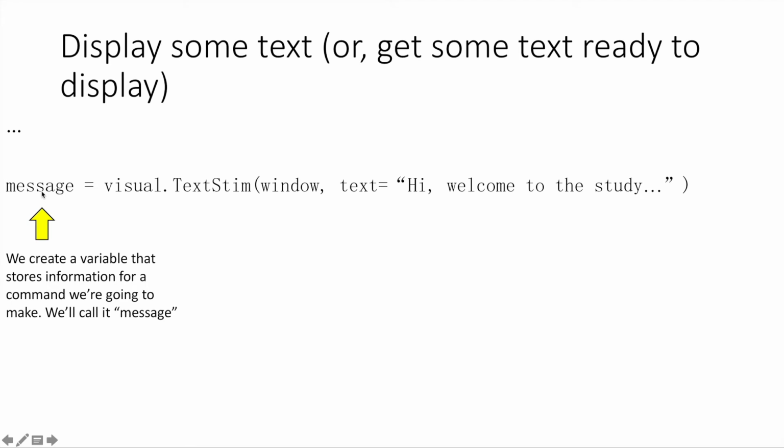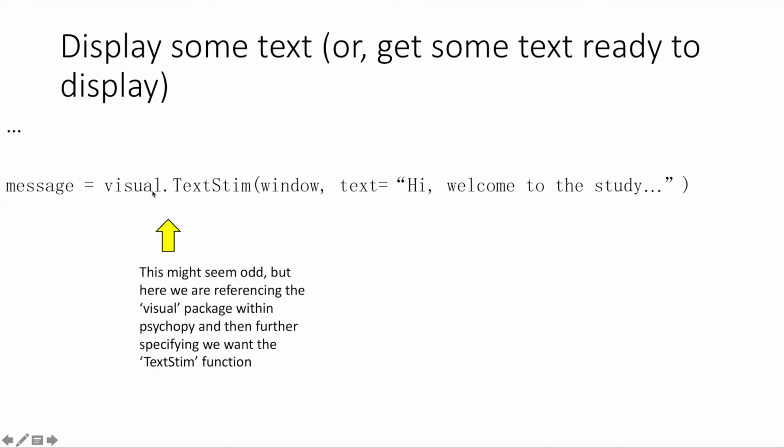Later we're going to say something like, in the window, let's show the stimulus. And which stimulus do you want to show? Show message. And message is going to be pointing to this value right here. And basically, message is just the short version of all this.